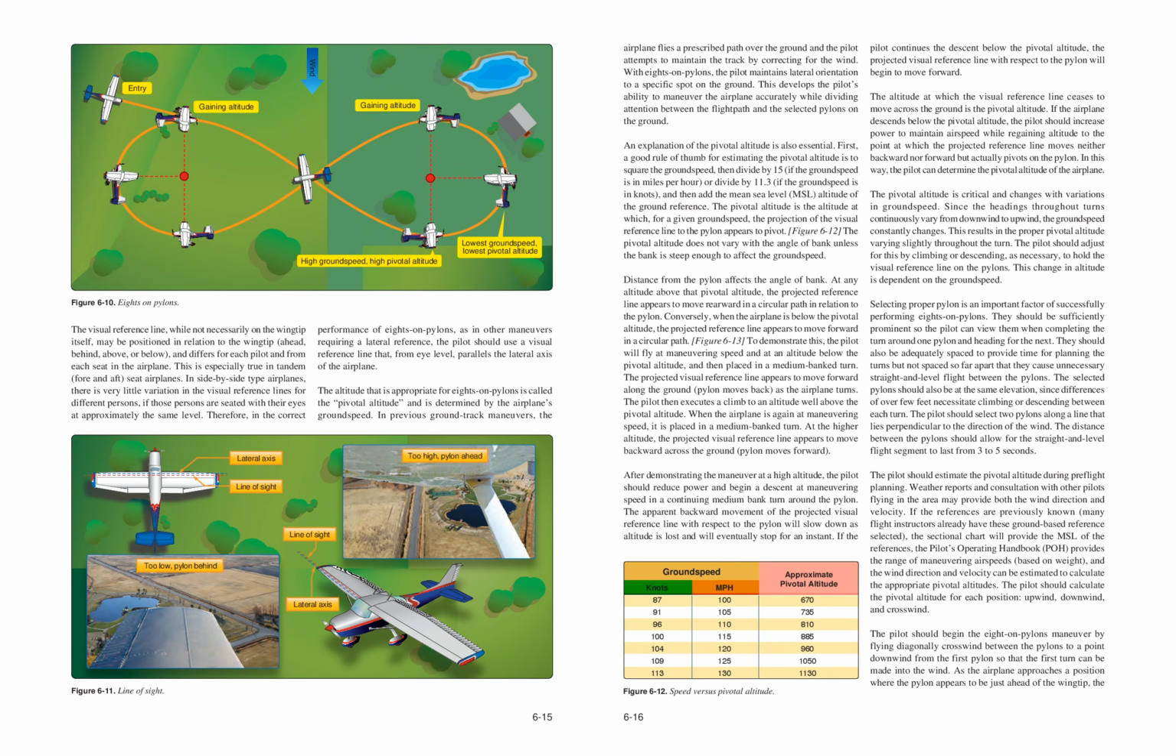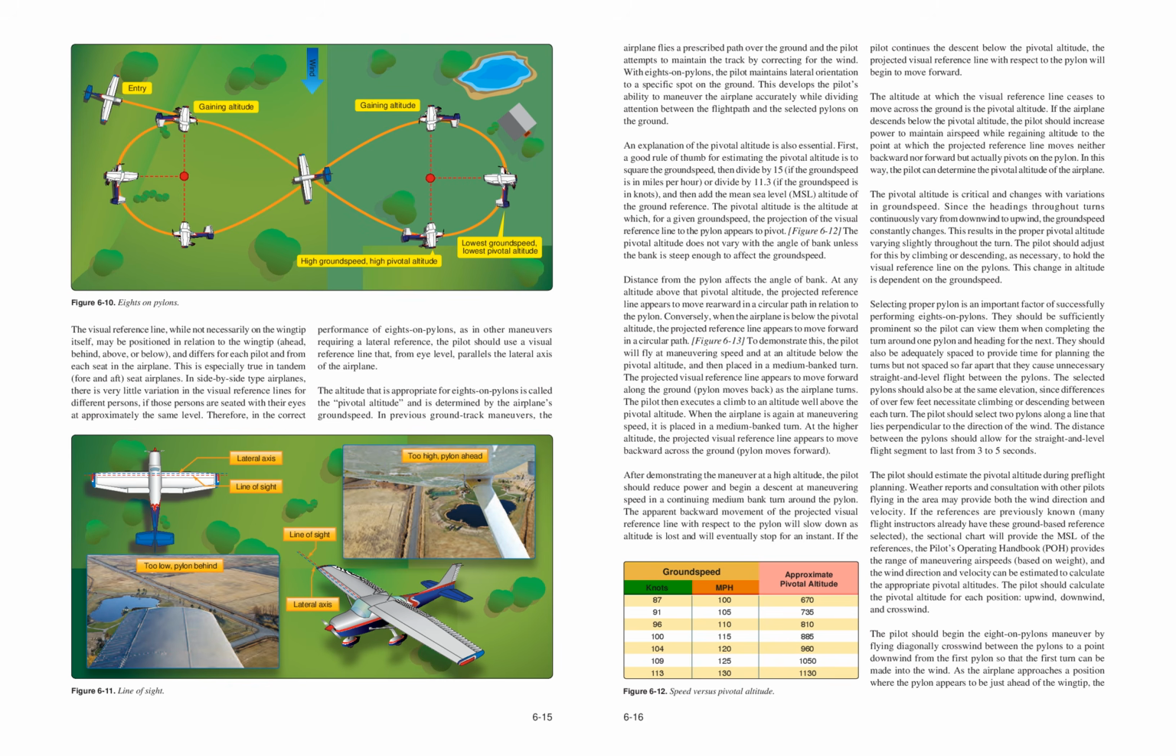The pivotal altitude is critical and changes with variations in ground speed. Since the headings throughout turns continuously vary from downwind to upwind, the ground speed constantly changes. This results in the proper pivotal altitude varying slightly throughout the turn. The pilot should adjust for this by climbing or descending, as necessary, to hold the visual reference line on the pylons. This change in altitude is dependent on the ground speed.